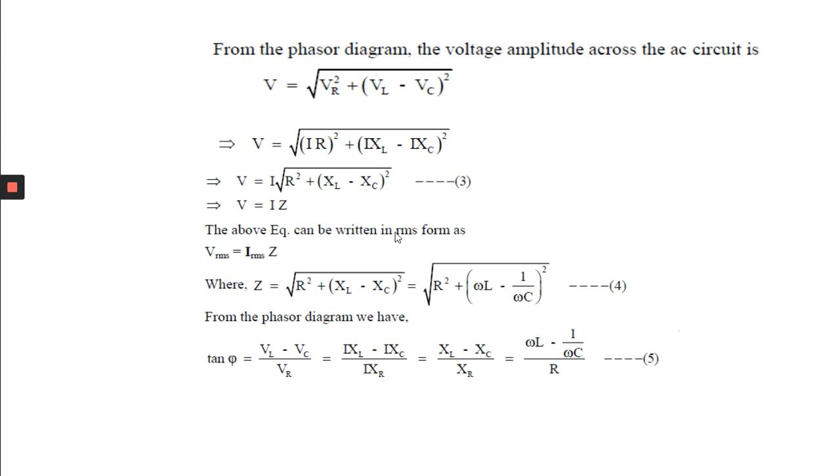Okay, and you can write the value also. What is XL? XL is omega L, and XC is 1 by omega C. So you can write this as the square root of R squared plus (omega L minus 1 by omega C) squared. Now, phi is important. I have told you about the phase difference. You should know whether the current and voltage are in phase with each other, or what the phase difference is.